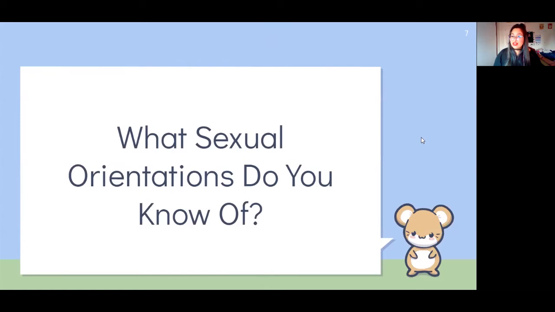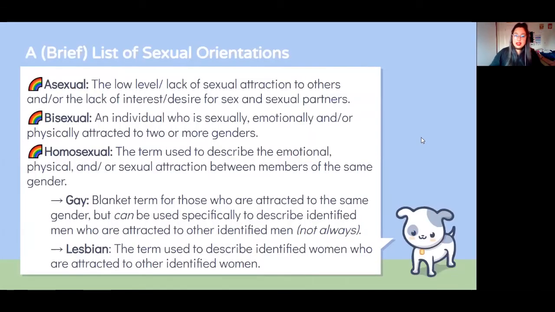Okay, if you didn't get very far, that's all right. So here is my wonderful list of just a few sexual orientations. People are finding new ways to identify themselves every single day. So this is just a working list for y'all. And it's in alphabetical order, which makes me so happy.